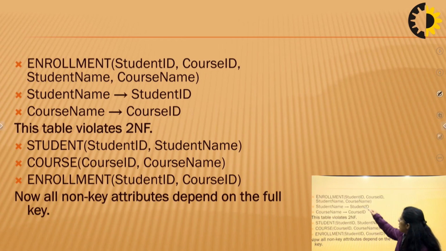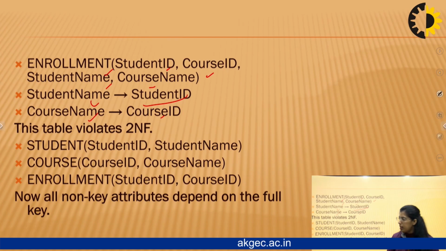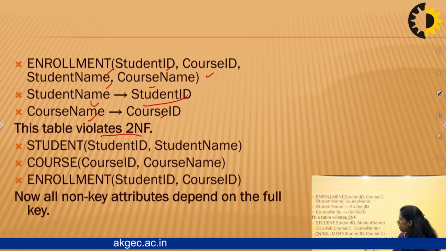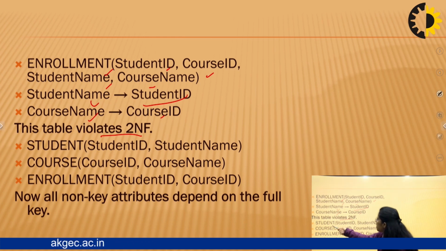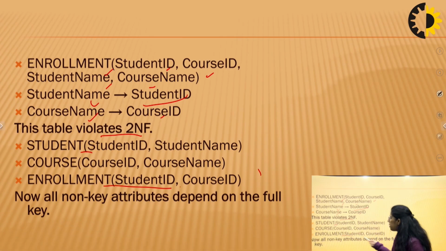So, we have an enrollment table which contains student ID, course ID, student name and course name, where student name is functionally dependent on student ID and course name is functionally dependent on course ID. Then this is not in 2NF. In order to make it 2NF, we should have a student table, a different course table, and then a third enrollment table containing both of the primary keys. So now all the non-key attributes depend on the full key.